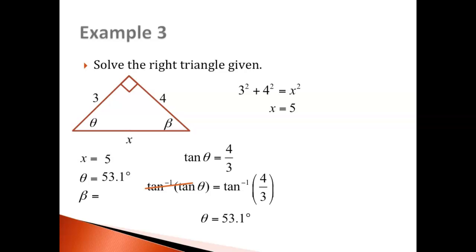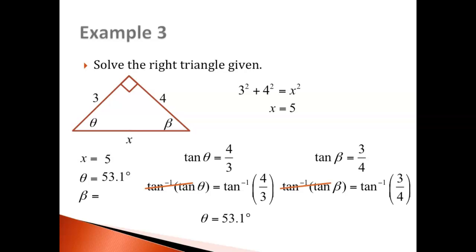So in relation to angle beta, 3 is opposite angle beta and 4 is adjacent to it. So again, we'll use tangent, but this time 3 is opposite and 4 is adjacent. We'll do the same thing as in the last step where we took the tan inverse of both sides.